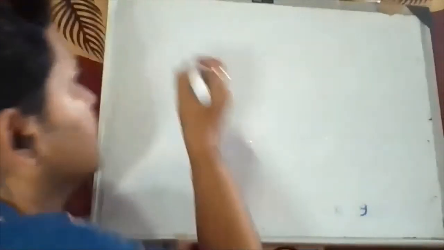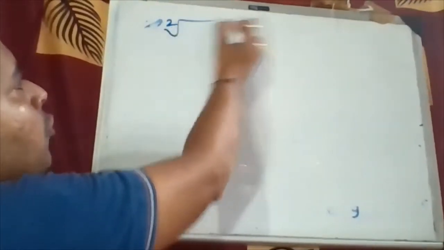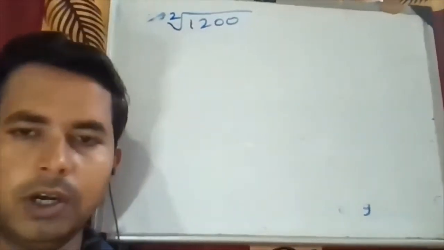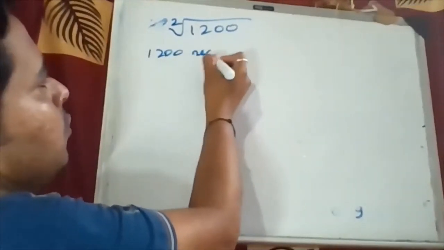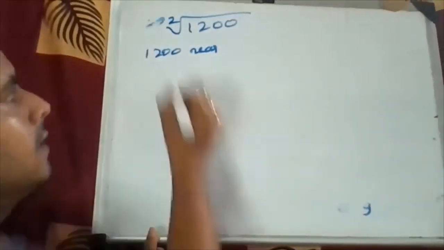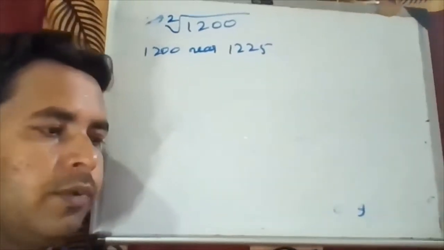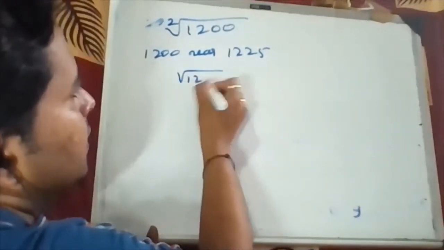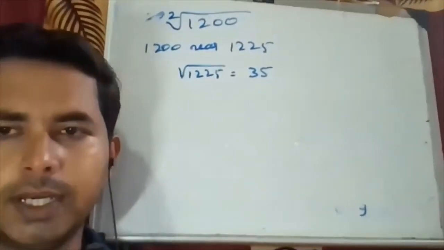Now we'll go to the 4 digit number. The square root of a 4 digit number. I'll start with a simple one, 1200. So 1200 is near to what value? 1200 is near to 1225. So what is 1225? The square root of 1225 is 35.